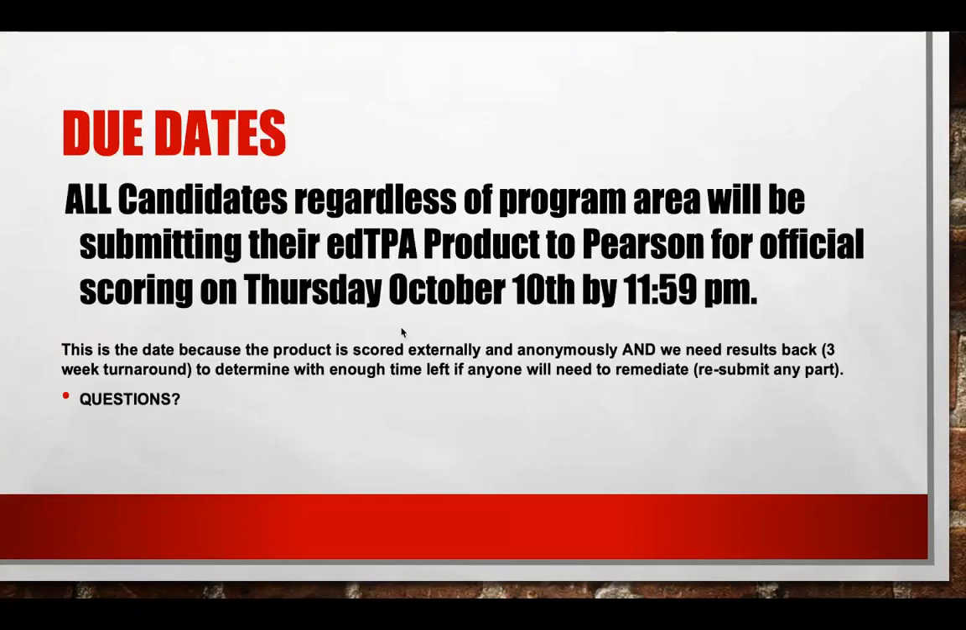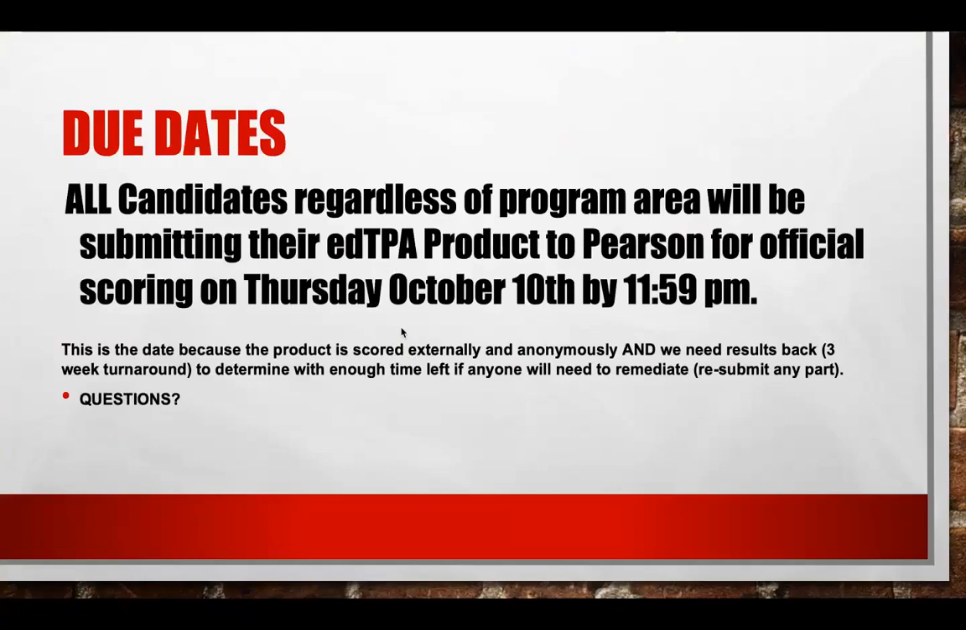All right, so due dates. All candidates, regardless of program area, will be submitting their edTPA product to Pearson. That's where the official scoring is done. It's external and it's anonymous. And that's going to happen on Thursday, October the 10th, by 11:59 p.m. So all candidates are going to have to submit it by Thursday, October the 10th.